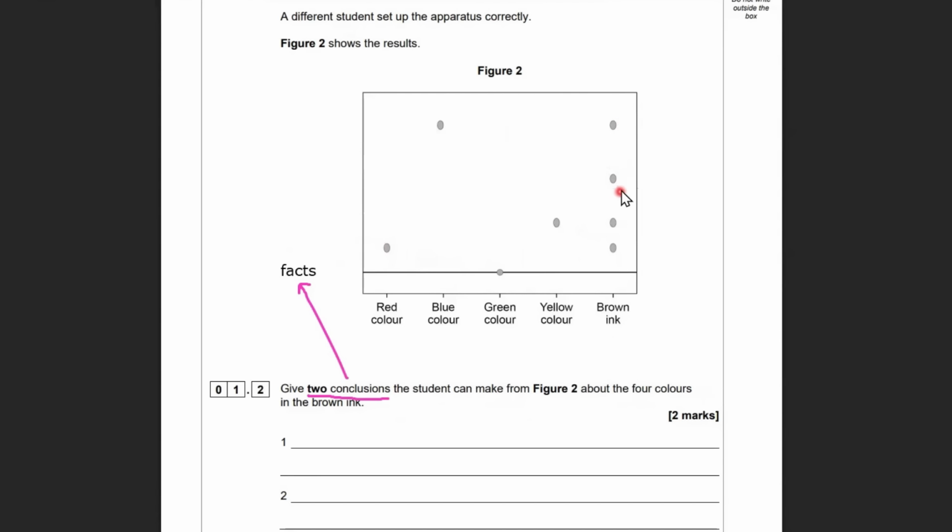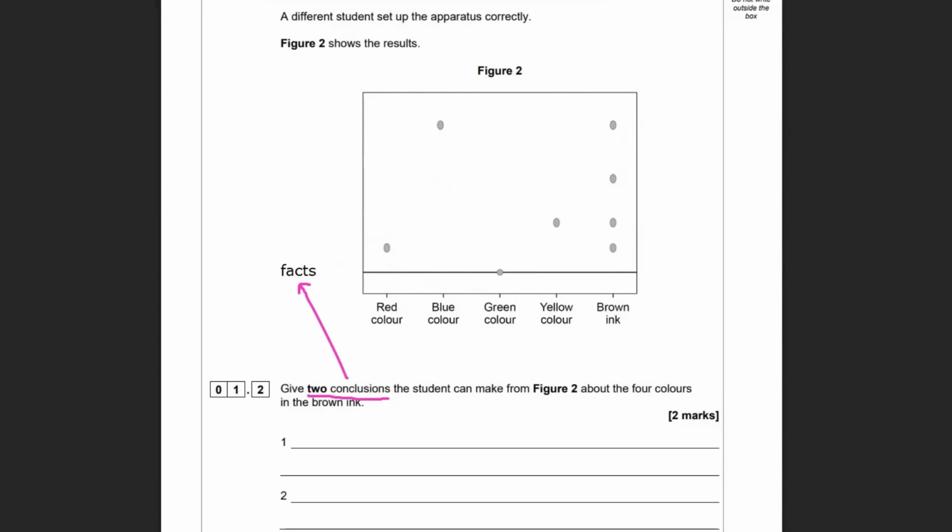And then we could also say one of the colors is not red, blue, green, or yellow. This color here that's in the brown ink doesn't match with any of these. So what they've done is they've run a mixture, which is the brown ink, against pure yellow, pure green, pure blue, and pure red to see which of the colors in the brown matches. So what we can say here is, it looks like there's no green in there.